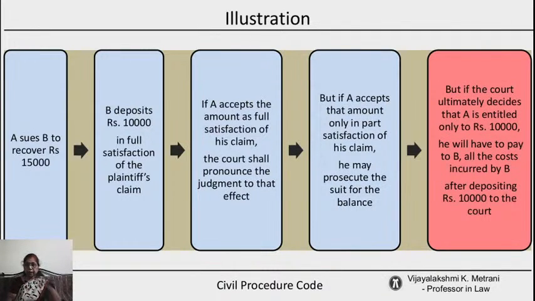But finally, the court decides at the end of the suit, after the evidence is all over, that A is entitled only to rupees 10,000. Then the plaintiff will have to pay to B all the costs incurred by B after depositing 10,000 to the court. When he has paid 10,000 earlier, he is not liable to be sued, but the plaintiff has prosecuted him further. So, whatever costs are incurred after that have to be paid to B by A, that is the plaintiff. This is the illustration for this particular provision.